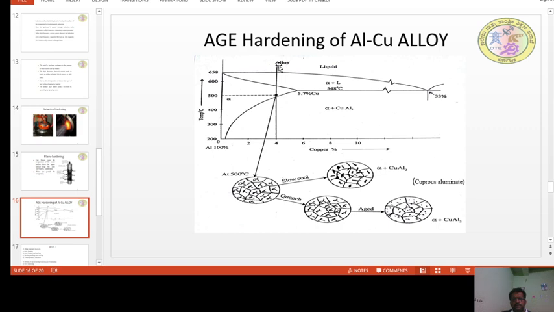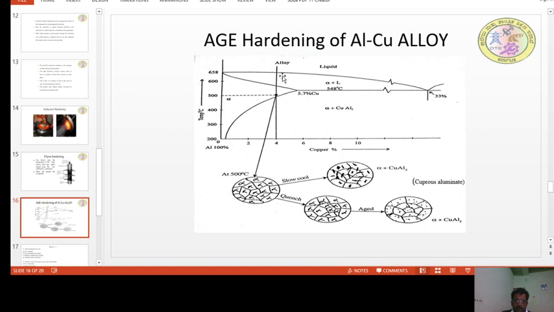In this liquid condition, it forms a homogeneous mixture, and as you start cooling, the liquid and the solid portion alpha, that is a copper rich solid solution, is formed. Copper rich solid solution in aluminum is formed. That is called alpha.